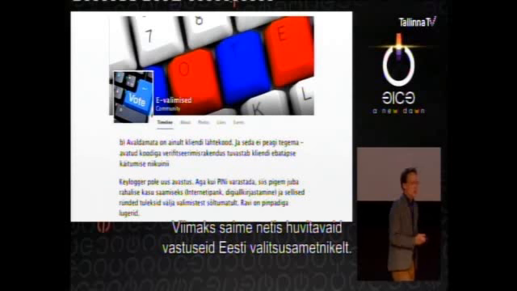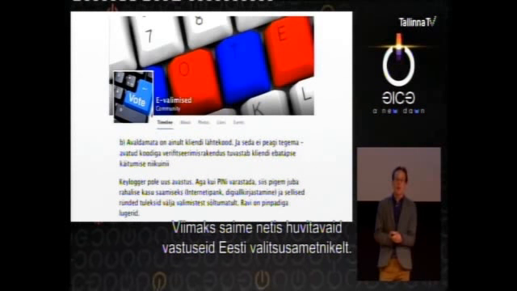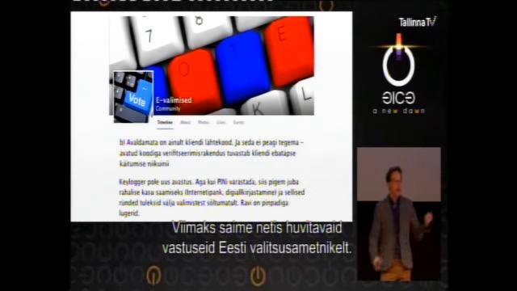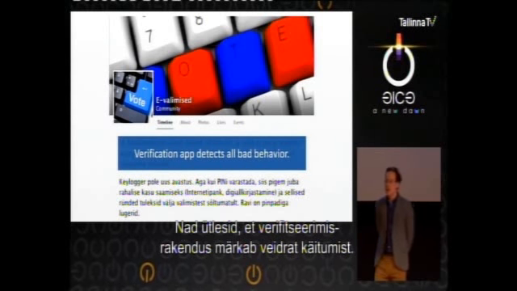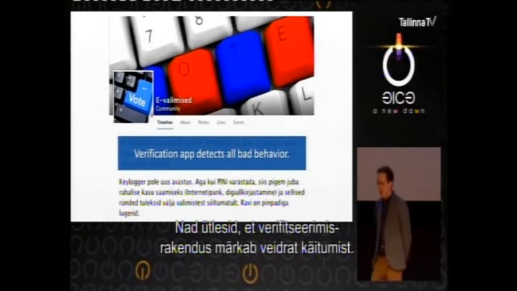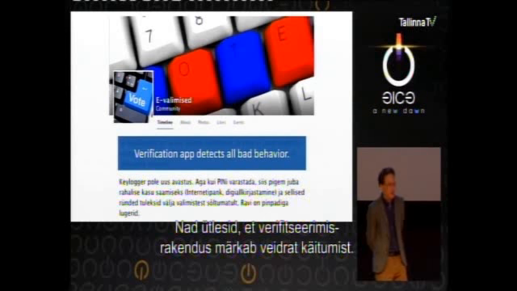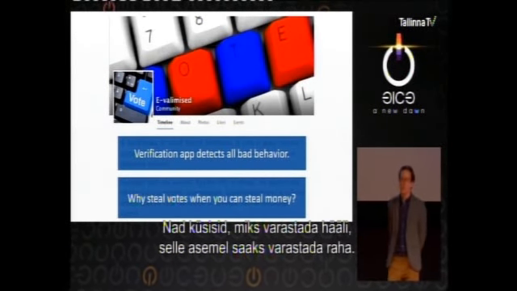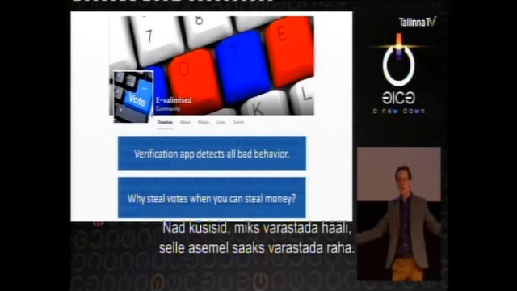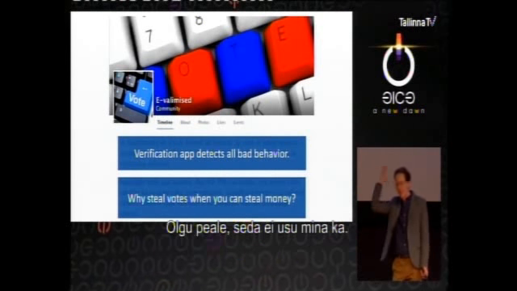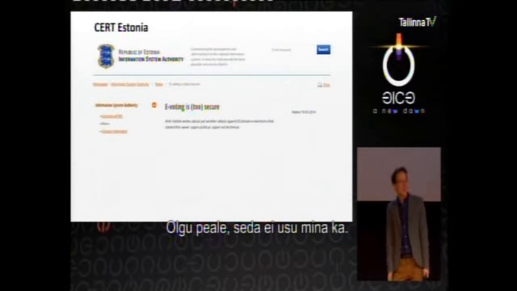Finally, we had some interesting official responses online from the Estonian election authorities. They say that the verification app detects all bad behavior. Yes, all right, we've talked about the verification app. They also say, why steal votes when you can steal money if you could do all of this? Well, all right, I don't really buy that either.